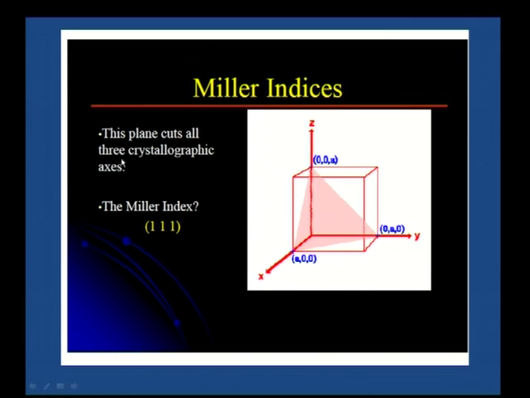This plane cuts all three crystallographic axes. You have a plane here that cuts along the x direction at 1 times a, along the y direction at 1 times a, along the z direction again 1 times a, right. It is a cube. So 1 times a, 1 times b, 1 times c, that is along the y and z directions. Because it is a cube, you have got a here, a here, a here, so this plane will be a 1 1 1 plane, right.